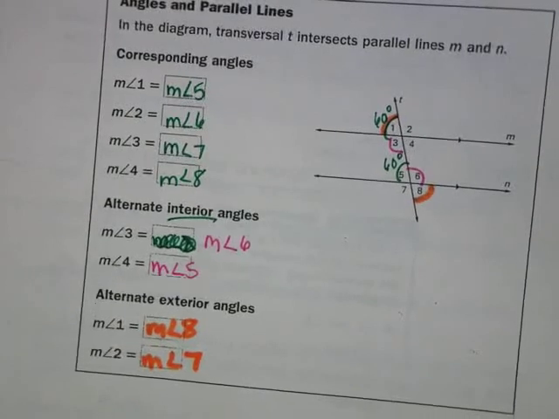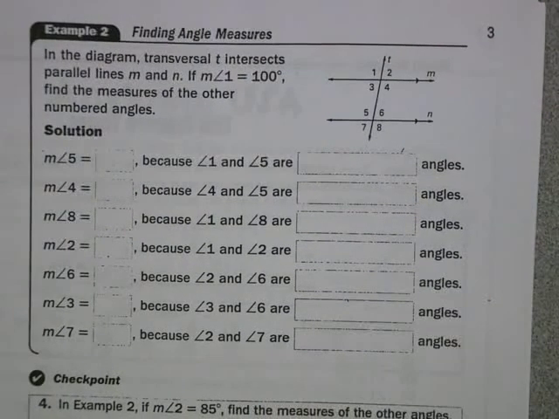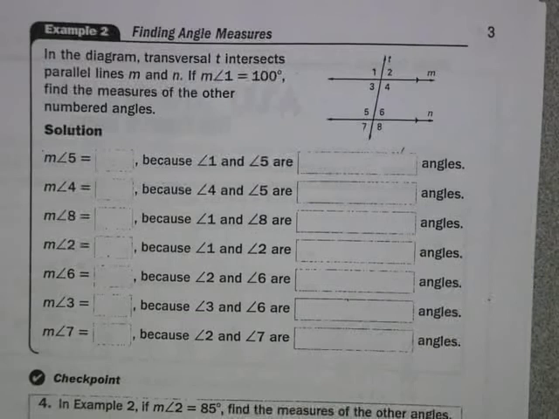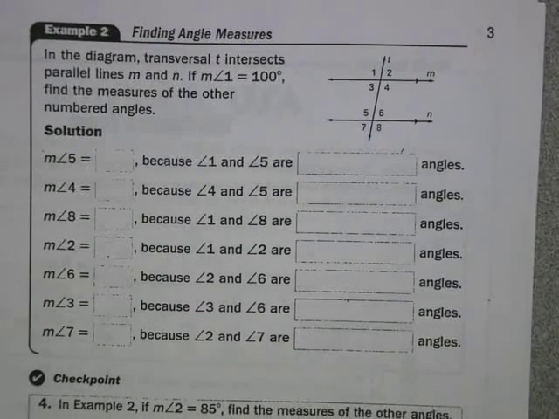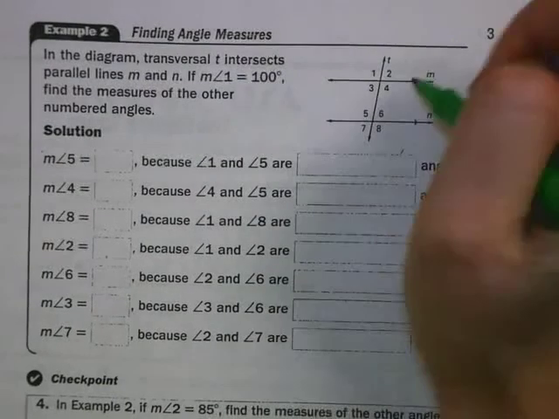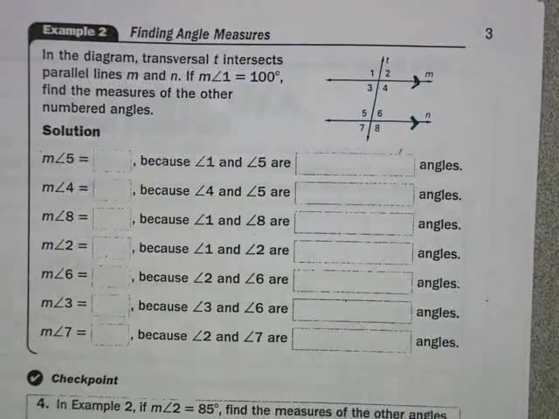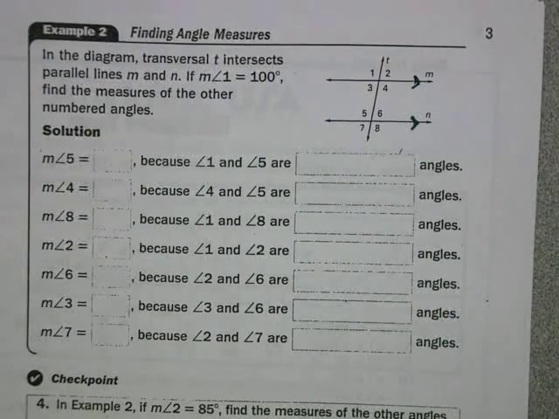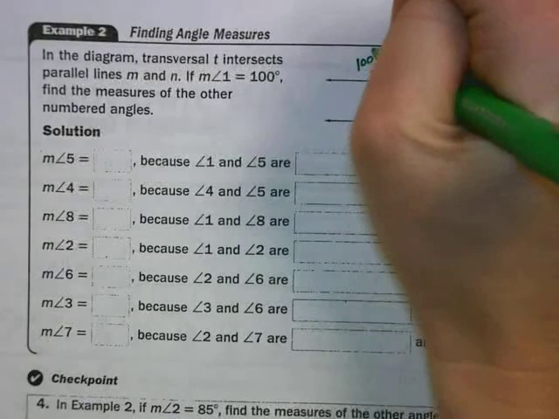They're going to tell you a piece of information, and you're going to use all the stuff we've learned to find out everybody's measure of the entire diagram, okay? So it says, in the diagram, transversal T intersects the parallel lines M and N. So we know they're parallel, and those are little arrows. I'm going to make them bigger for you. But arrows like this tell us that we have parallel lines. So we know they're parallel. If the measure of angle 1 is 100 degrees, what do we know about the other measures?